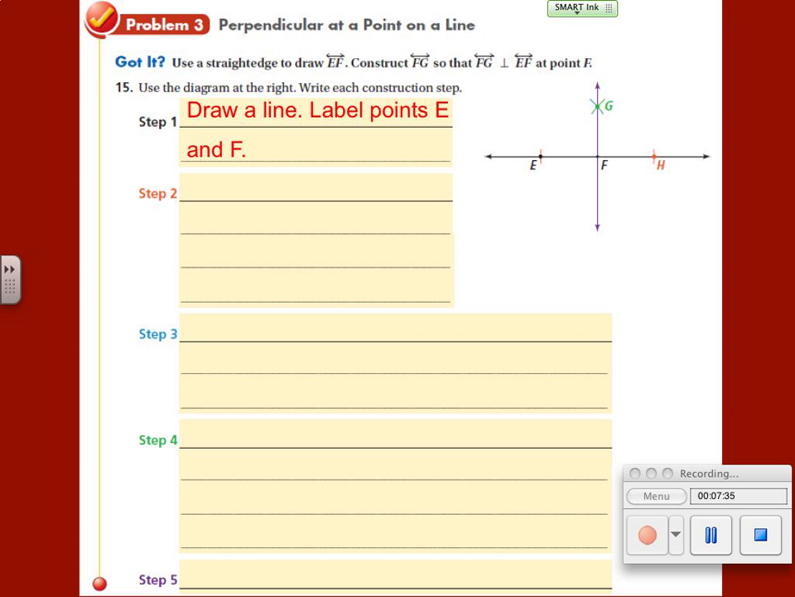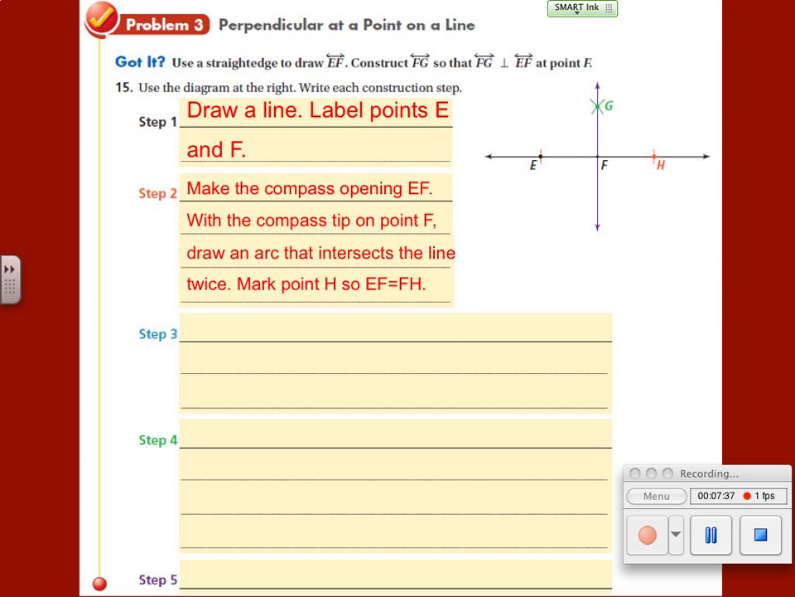So we did that: draw a line, and we had two points E and F. Now we're going to make the compass opening EF. And with the compass tip on point F, we're going to draw an arc that intersects the line twice. Mark one point H, so that we have EF equals FH. What we've done is created a segment on line EF such that in segment EH, F is the midpoint of segment EH.